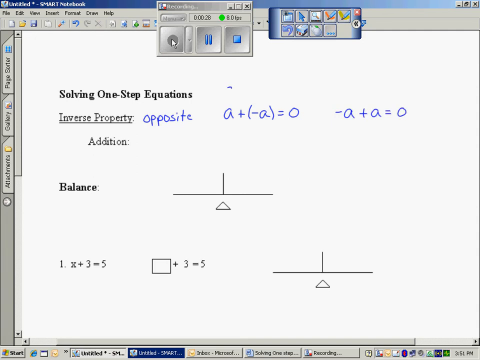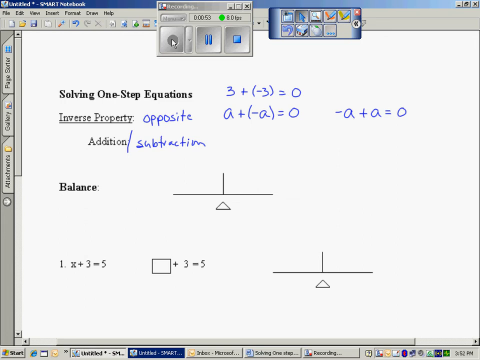Trying that with numbers, if I have 3 plus a negative 3, they're going to cancel and give me 0. So the opposite of addition then is going to be subtraction. And the opposite of subtraction would be addition. We're going to show this in two different ways here. We're going to show it on a balance, and then we're going to show how to solve algebraically.